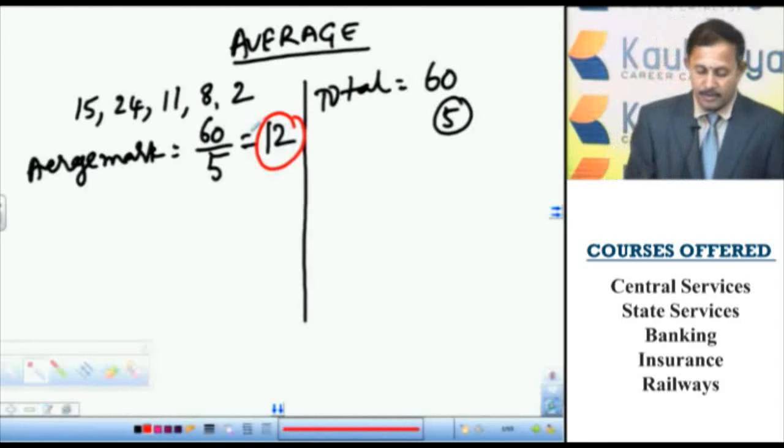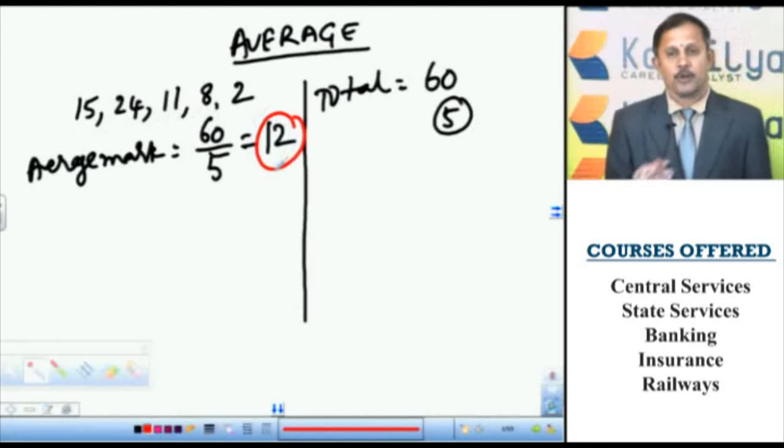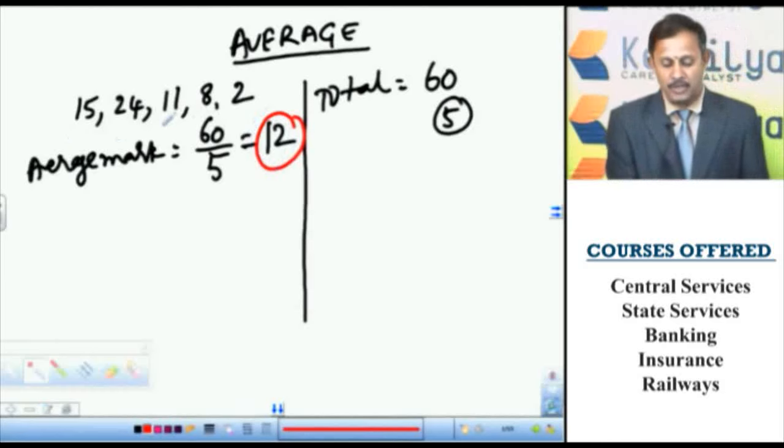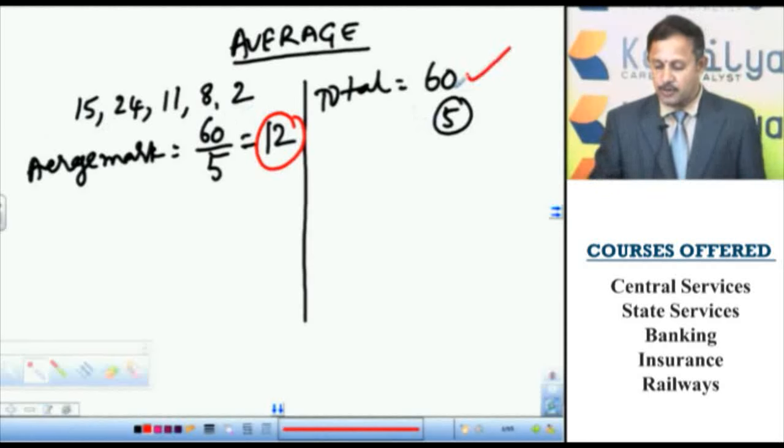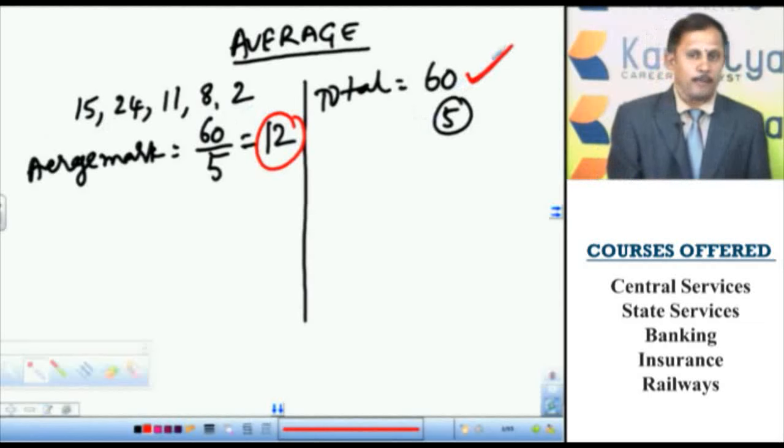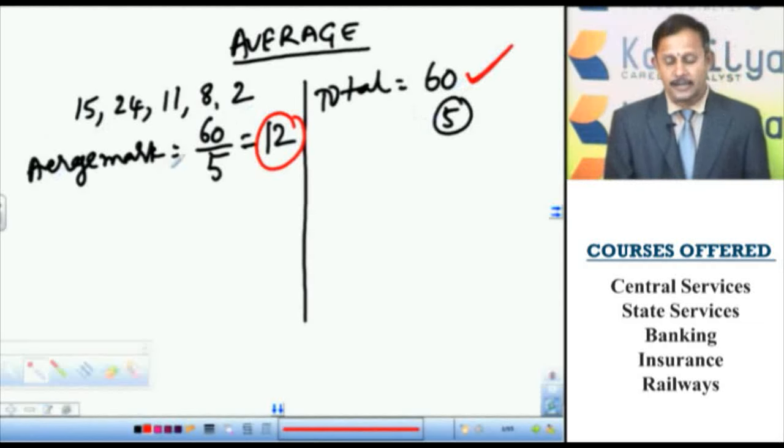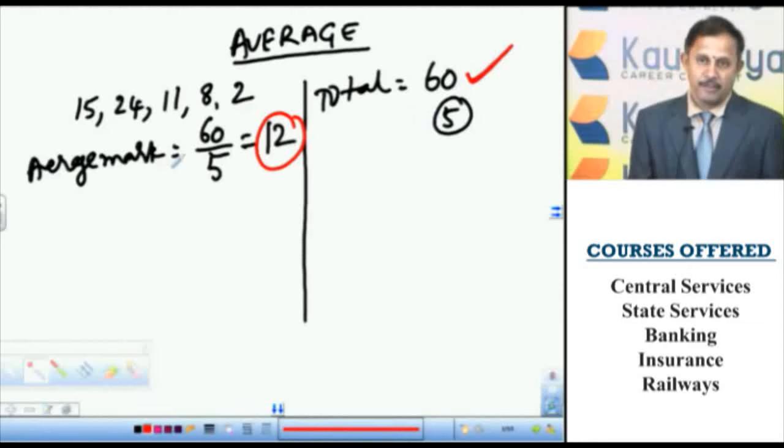Here nobody got exactly 12 marks. 15, 24, 11, 8 and 2 are the individual marks obtained by the students. But all the 5 students got 60 marks in total. If you distribute 60 marks equally among them, each student can get 12 marks. So that is the average value.